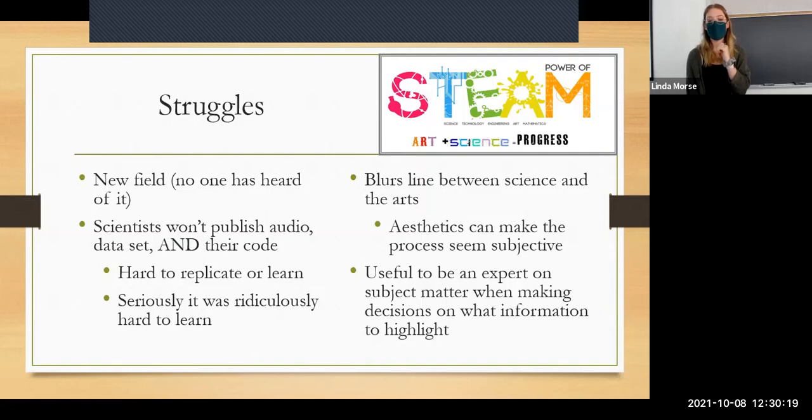Another problem with it, not problem, it's my favorite part of it, but it makes things a little difficult, is that it blurs the line between science and the arts. And once you start adding aesthetics into your science, things seem subjective. And they could be, it definitely could be subjective, but it makes it hard to make it replicable, which is really important in science. Another thing that I found is that scientists who do work in sonification will not publish their audio, their data set, and their code all together. And I understand intellectual property, but it makes it so hard to replicate their work and figure it out yourself.